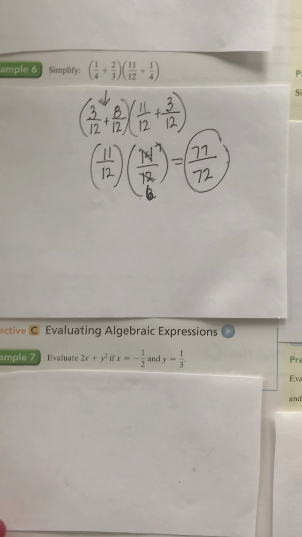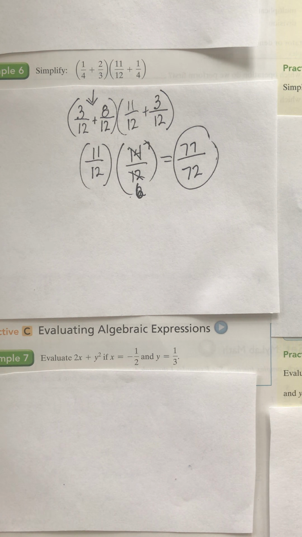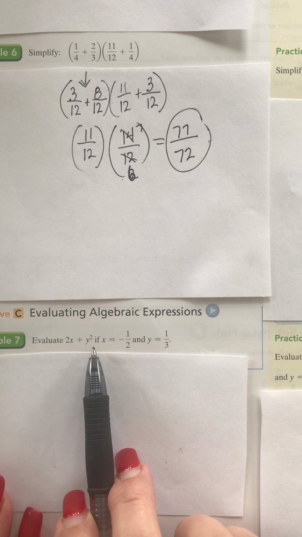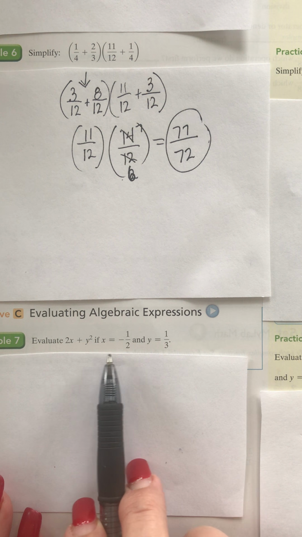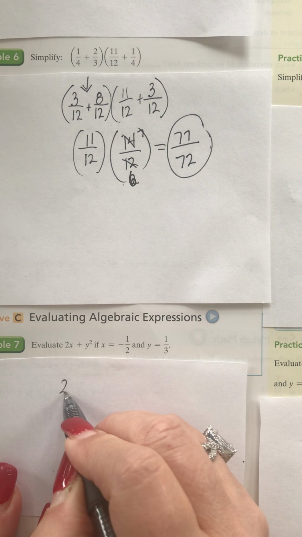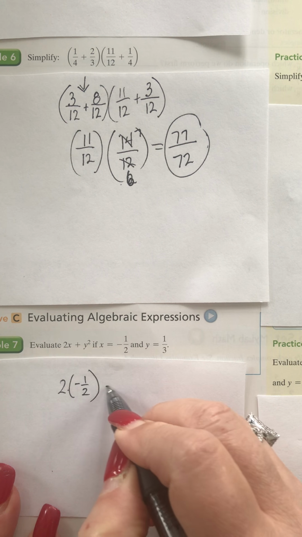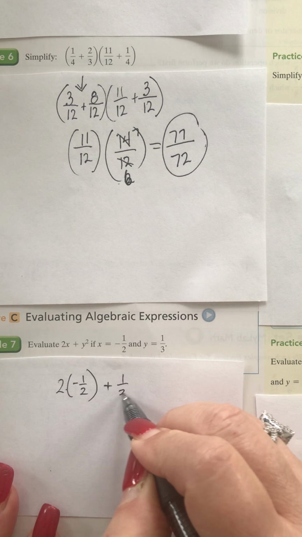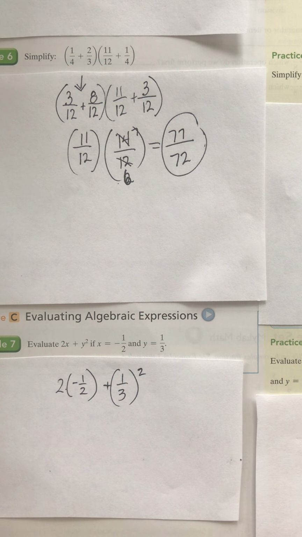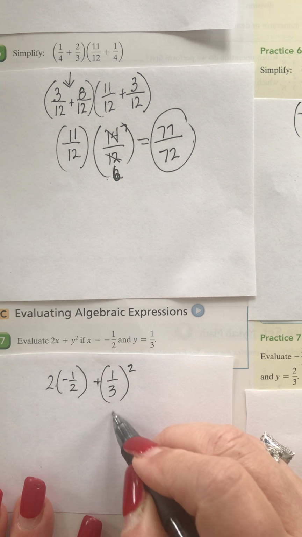The last objective is how do you evaluate an algebraic expression? So here's an expression. It says 2x squared plus y squared. They want you to replace x for negative 1/2, and y for 1/3. So 2 times negative 1/2 plus 1/3, and we're going to square it. So order of operations says do exponents first. So 1/3 times 1/3 is 1/9.